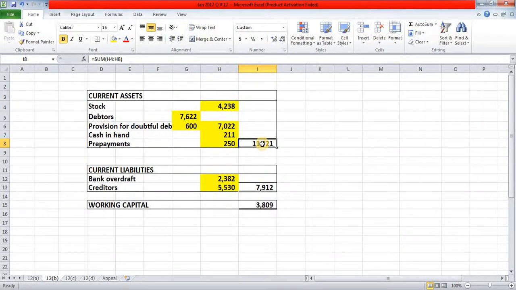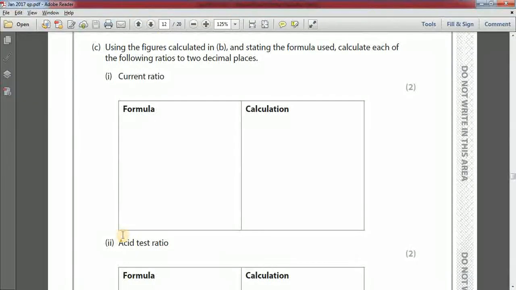add the total current liabilities items you will get 7,912 pounds. And if you deduct current liabilities from current assets you will get 3,809 pounds, which is your working capital. Clear? Next. Option C, using the figures calculated in option B and stating the formula used, calculate each of the following ratios to 2 decimal places. The first one is current ratio and the second one is acid test.